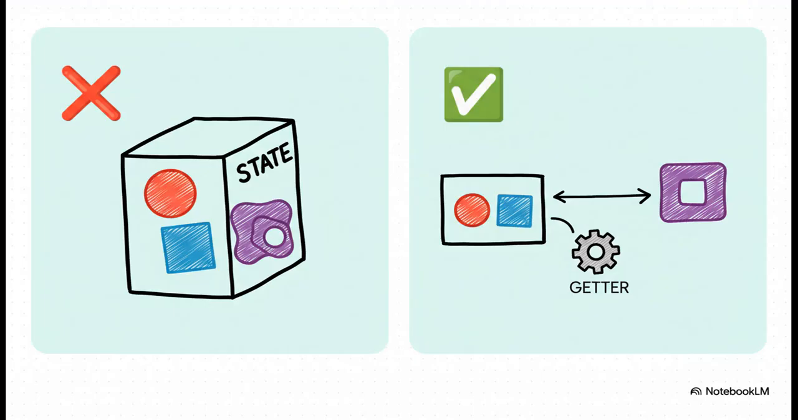Okay, here's a pro tip for you, a real golden rule. Use getters for any derived state. What does that mean? Well, don't store a value in your state if you can just calculate it from other state. So for example, instead of having a total price in your state, make it a getter that adds up the prices of all the items in the cart. This keeps your state lean and ensures your data is always up to date. It's your single source of truth.